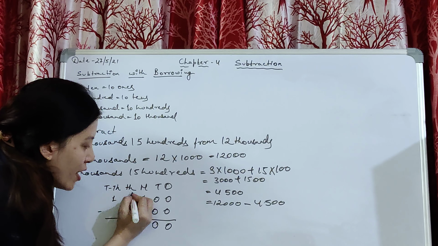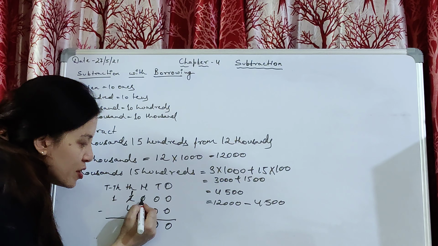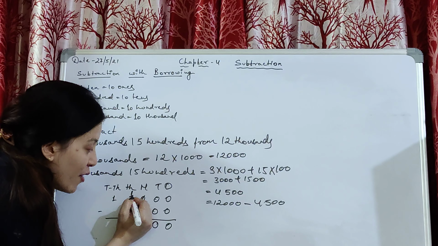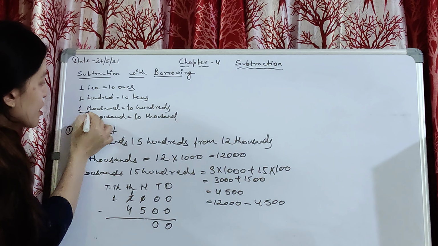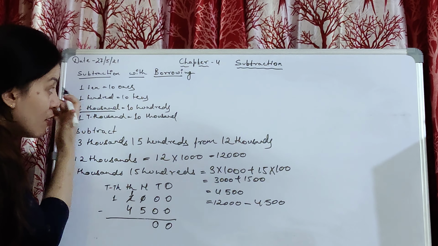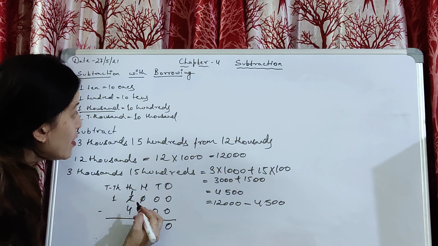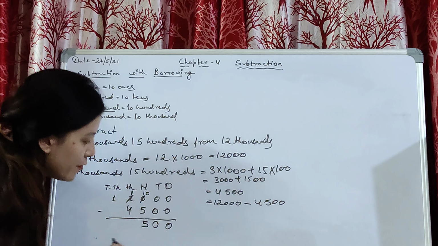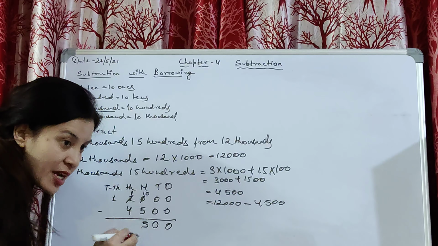So 2 will give 1, it will change into 1. 2 ने 1 दे दिया. किसको दिया? यहाँ पे दिया. So you are borrowing 1 from 1,000. 1,000 आ रहा है. You're bringing 1,000. So 1,000 is equal to 10 hundreds. When it is coming to the 100 place, it will be 10 hundreds. So 10 minus 5 will be 5. Now this one cannot subtract 4 either.